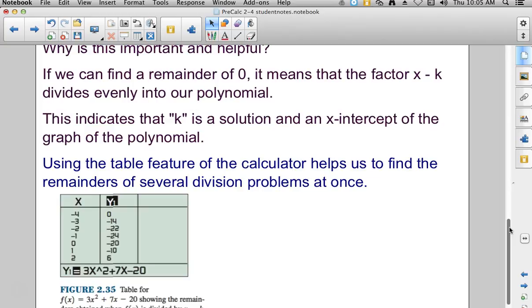So like it says, occasionally we've used the table feature to go through this. You use the table feature of the calculator to find those remainders of several division problems. And what it's doing is it's showing us we can put 3x squared plus 7x minus 20 in there. And then we can look at the table to see, oh look, that one comes out to be a 0. And that will tell us that if we have x plus 4, we have a factor of 3x squared plus 7x minus 20. And that gives you a cheater's method for factoring.